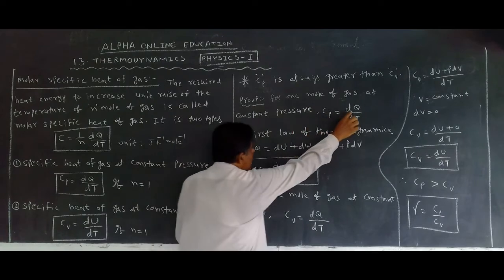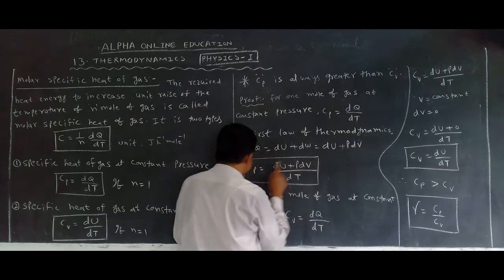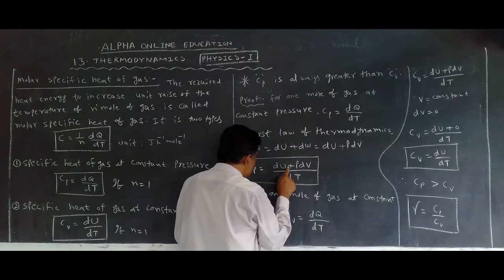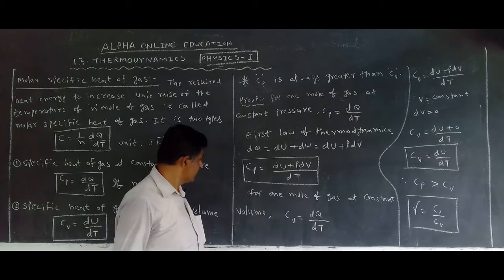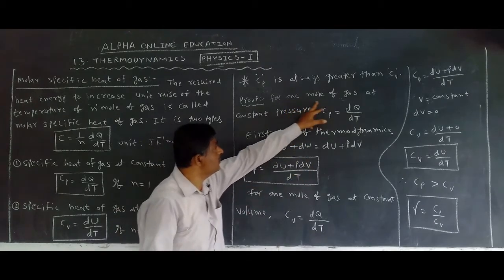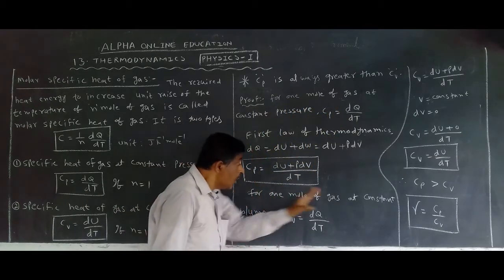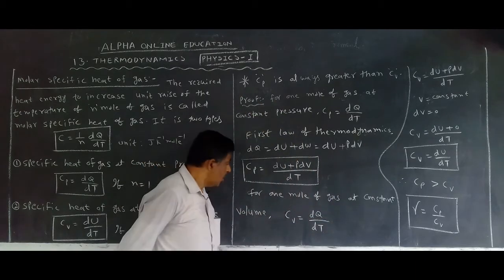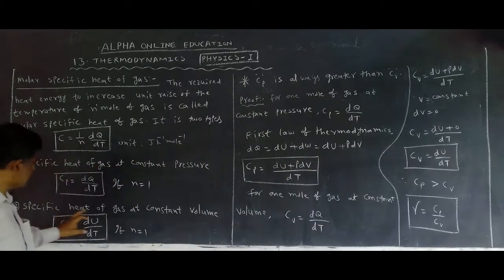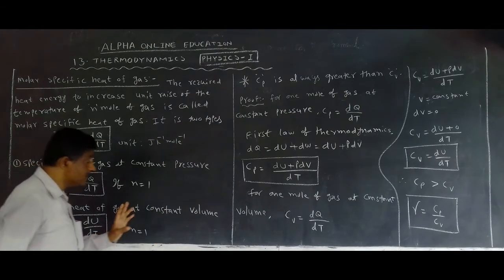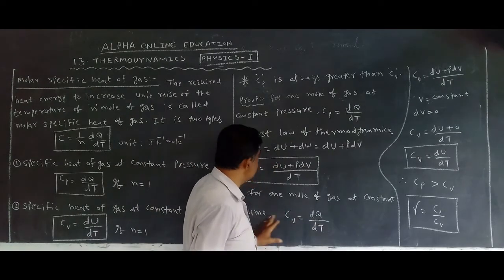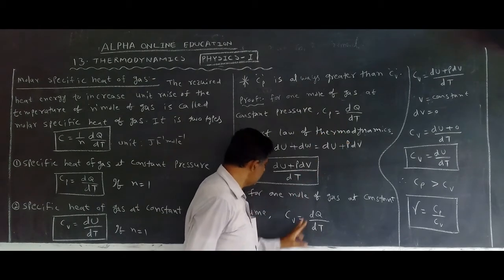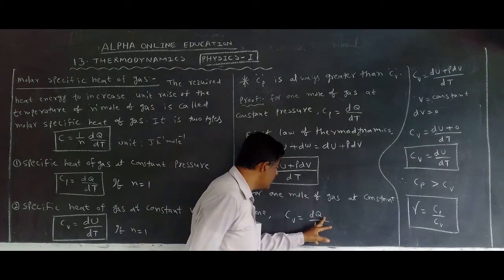So instead of dq, we write this equation: Cp is equal to (du plus pdv) by dt. This is the equation. Leave it. Now, for 1 mole of gas at constant volume, we already know the specific heat of gas at constant volume: Cv is equal to du by dt. But here, for 1 mole of gas at constant volume, I take Cv equal to dq by dt.